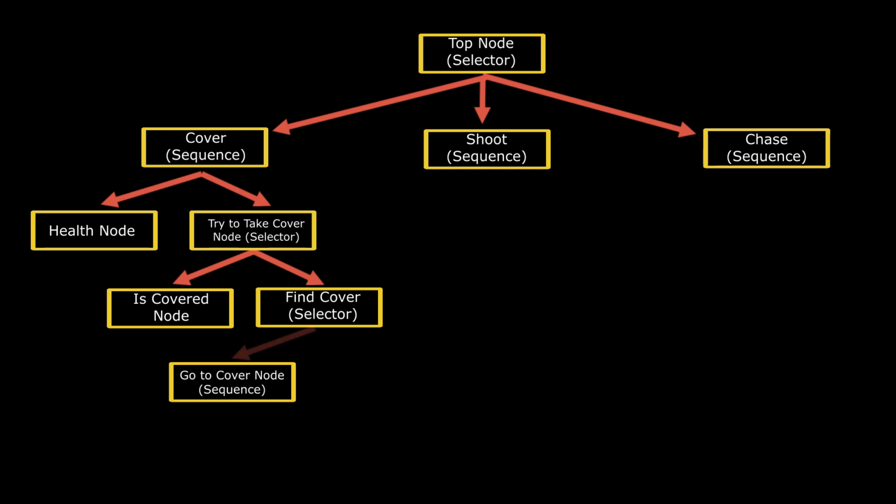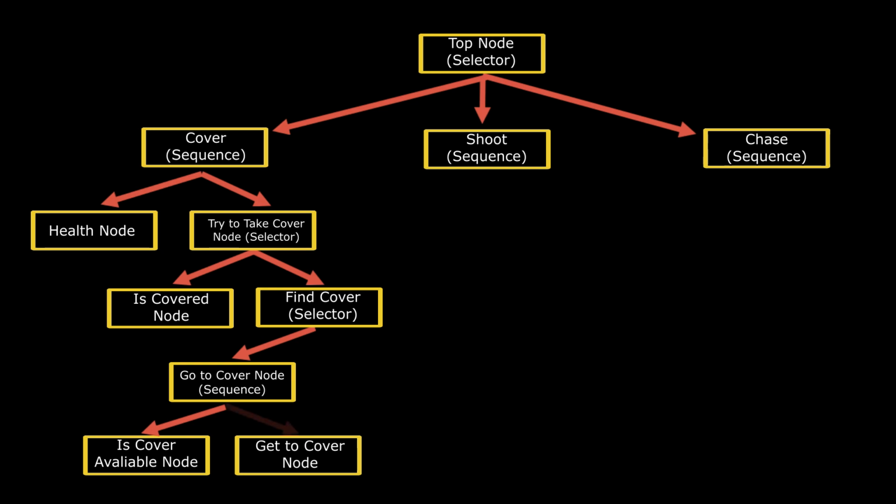The first node will be a sequence called GoToCover node, and will check if there is a cover available. So let's add the first child node to the GoToCover sequence and it will be called IsCoverAvailable. This node will return success if there is a cover that will hide an agent from the player's side. If so, we will evaluate the next node that will simply move an agent to the cover. This node will be called GetToCover. If there is no cover available, then the whole GoToCover sequence is a failure. The find cover selector will move to the next node, which will be a chase node.